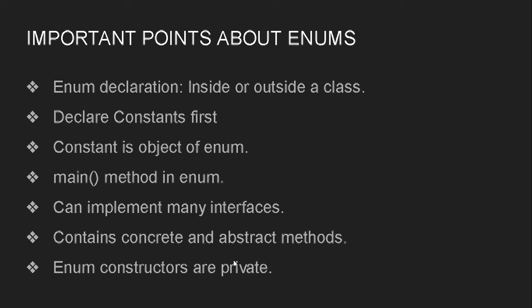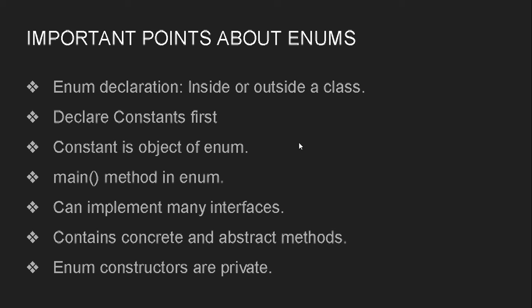And that is the reason why you cannot instantiate an enum. You cannot instantiate an enum because enum constructors are private in nature. Private means you cannot access it from outside the enum, right? So that means you cannot instantiate an enum by using the new keyword. Okay, so these are certain points about the enums.